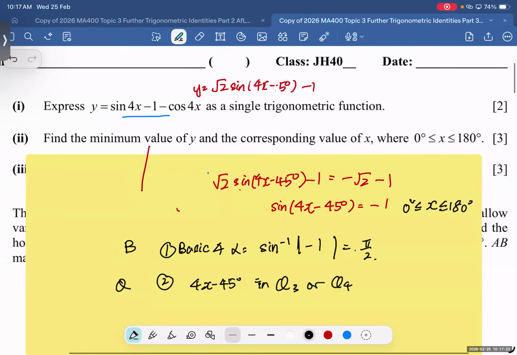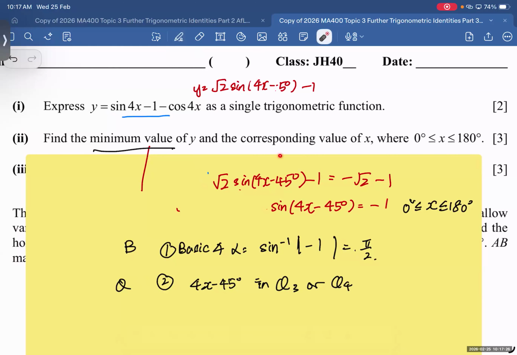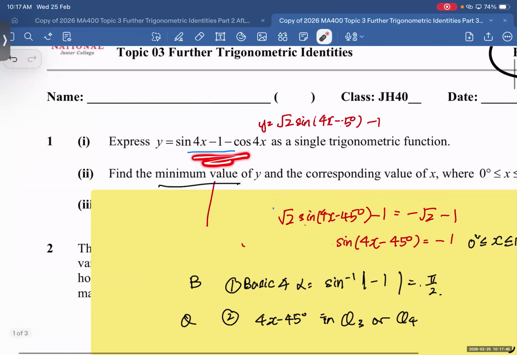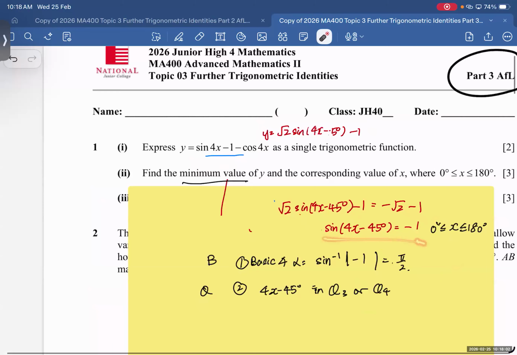Because they say I want to find the minimum value of y and the corresponding value of x. The minimum value of y, and the maximum value, is often determined by the sine or cosine function. In the R formula, when the sine is at its minimum, y will be at its minimum. When it is at its maximum, y will be at its maximum. If the sine is positive 1, it is maximum. If the sine is negative 1, it is minimum. That's why straight away I read this, because the minimum value of sine is negative 1.